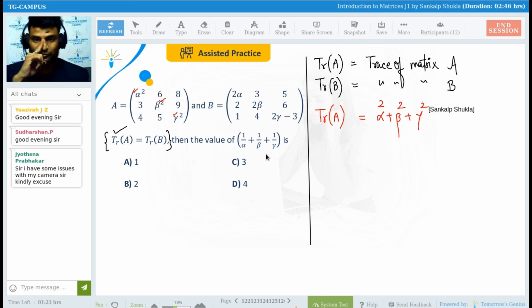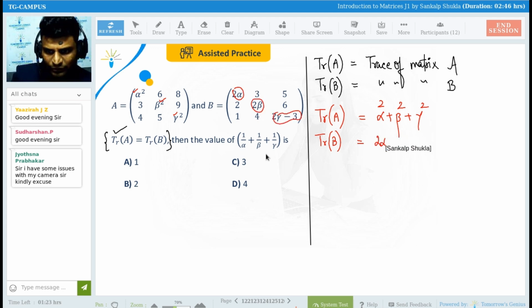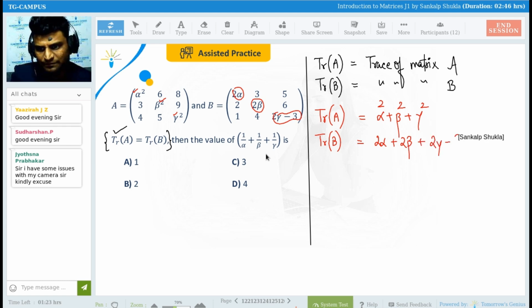Is there any sort of confusion? No. Fine. What will be the trace of B? So I'll write 2 alpha plus 2 beta plus 2 gamma minus 3.